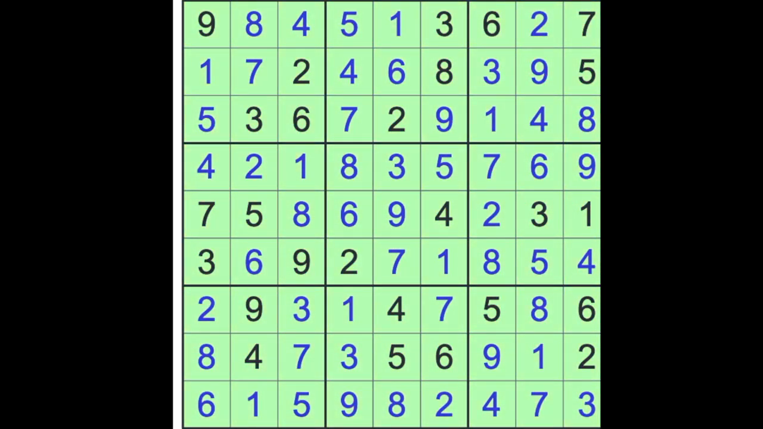That's it. So not a difficult hard level puzzle from the New York Times today. Thank you. Bye bye.